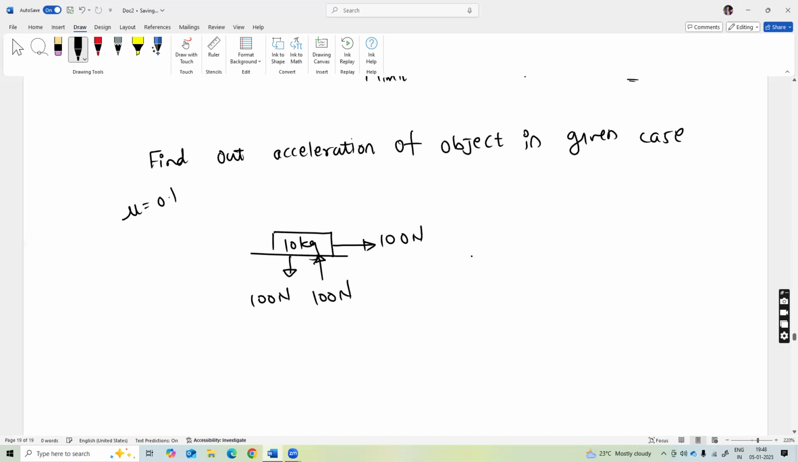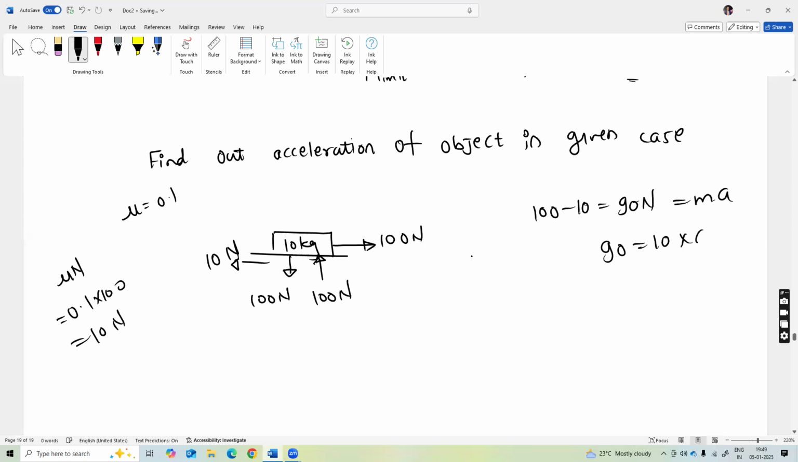So limiting friction will be equal to mu into N, that will be 0.1 into 100. So that will be 10 Newton. Since you have crossed 10 Newton, the frictional force of 10 Newton will act in the opposite direction. So net force acting will be equal to 100 minus 10, that is 90 Newton. And now if you put it equal to m into acceleration, so 90 will be equal to m is 10 into acceleration a, so acceleration will be 9 meter per second square.